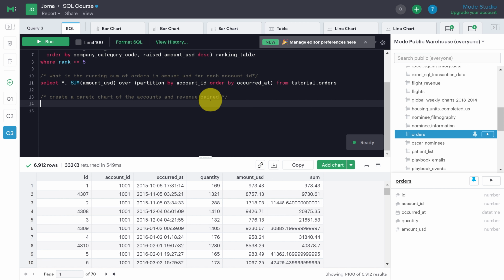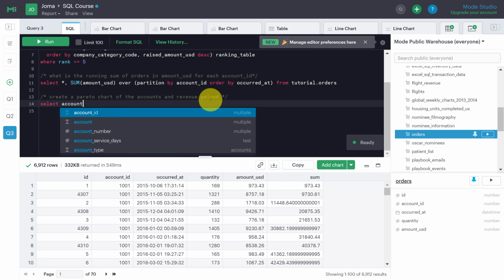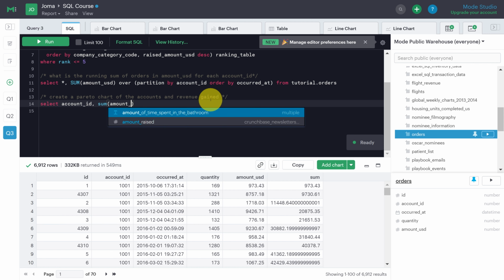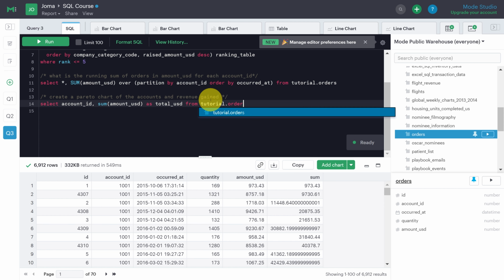So what we want to do is group them first. We want to group them by account ID because we want them to be a single entity. We don't care about all the different transactions. We just care about the total amount of revenue that they brought in. So I am going to sum amount USD as total USD, aka the total amount of money that they brought to our company, from tutorial.orders group by 1. Okay, let's see what this looks like for now.